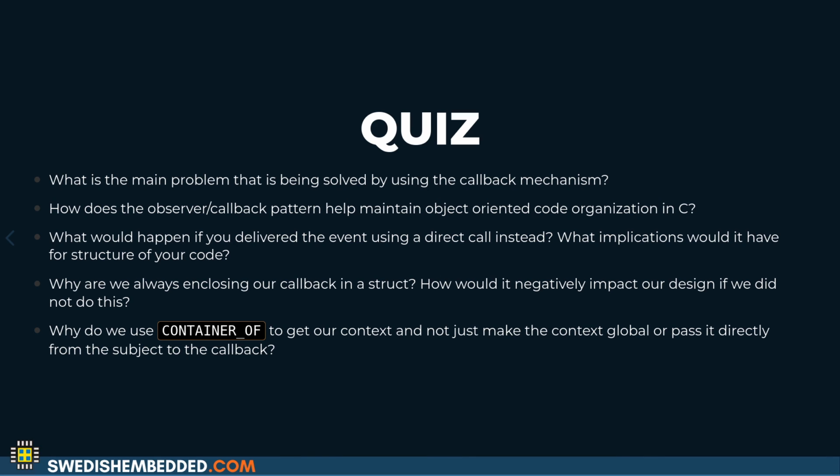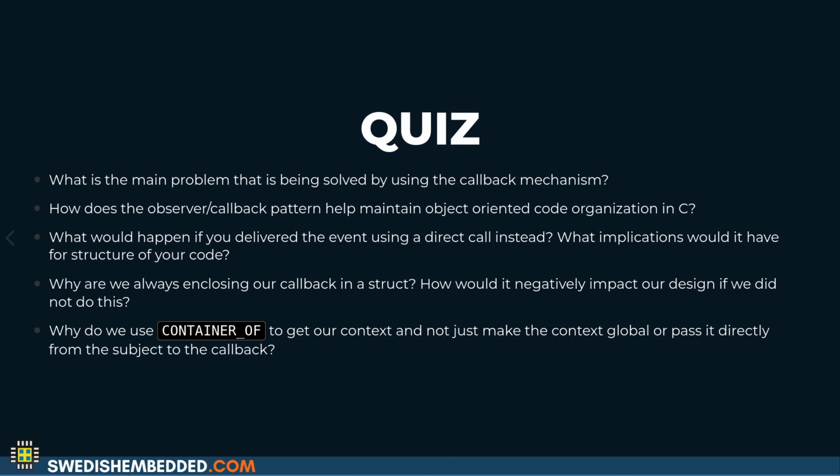How does the observer callback pattern help maintain object-oriented code organization in C? And object orientation is actually something that is universal to all programming languages. So even if C doesn't support object orientation through the language mechanisms, you still have to think in an object-oriented way. So object orientation is more about the philosophy of structuring code than about specific language features.